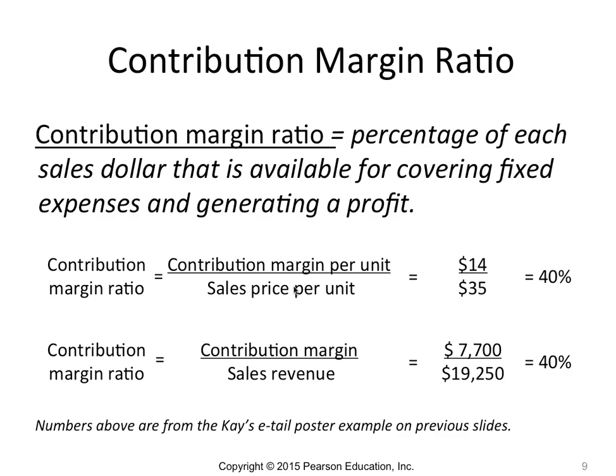So the next one is to find the contribution margin ratio. Actually, there are two ways to do that, and we're going to get the same number. One is to use the contribution margin per unit divided by sales price per unit, which is 14 divided by 35, so it will be 40%. Another one is to simply use contribution margin divided by sales revenue. We'll also get 40%.